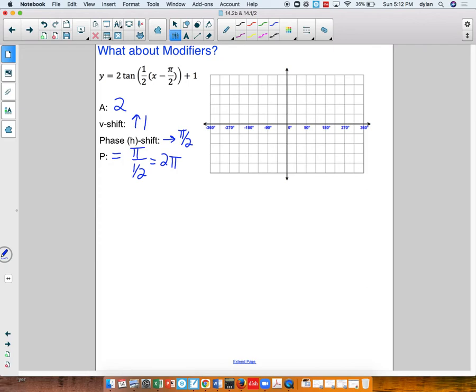So if we go to plot this on our graph, the first thing that I'm going to do here is put in my midline. So my midline is going to be at 1.